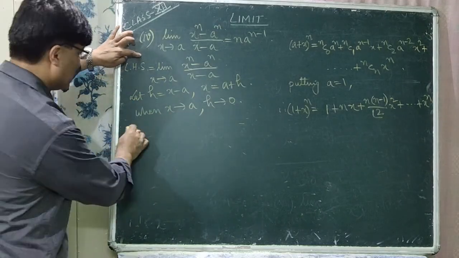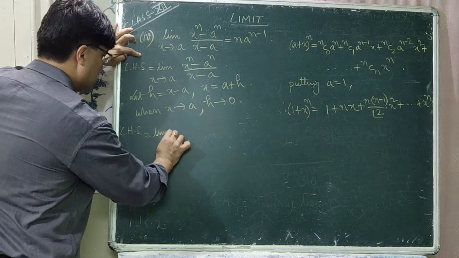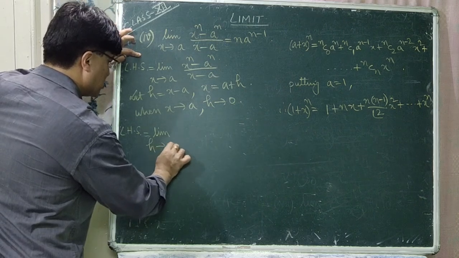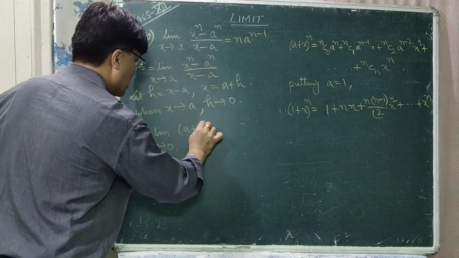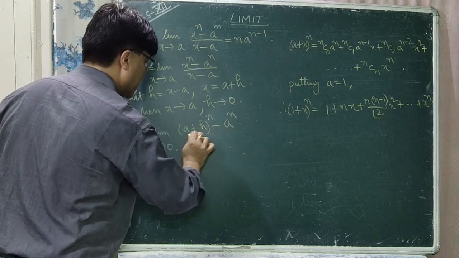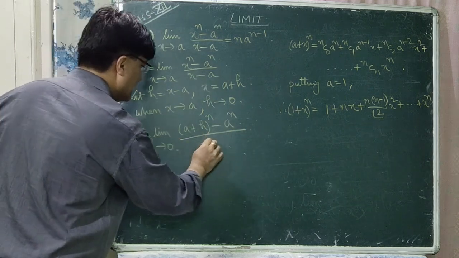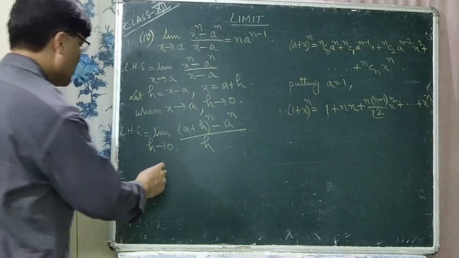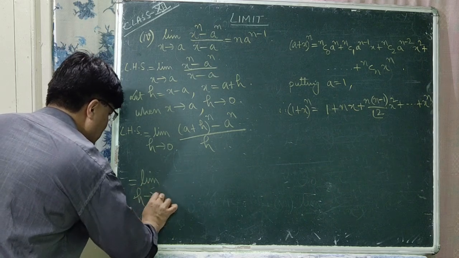So now this limit becomes, LHS is equal to limit x tends to a means h tends to 0, right? What is the value for x? a plus h whole to the power n minus a to the power n. This whole divided by, what is x minus a here? It is h. Is that clear?